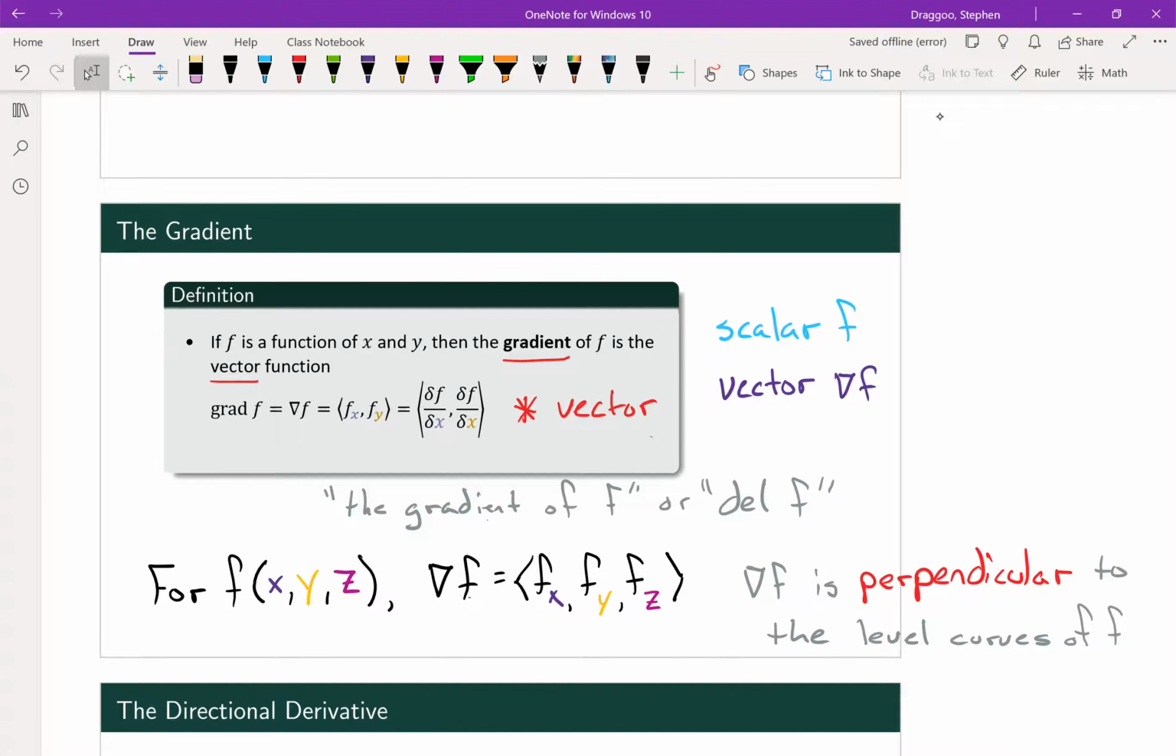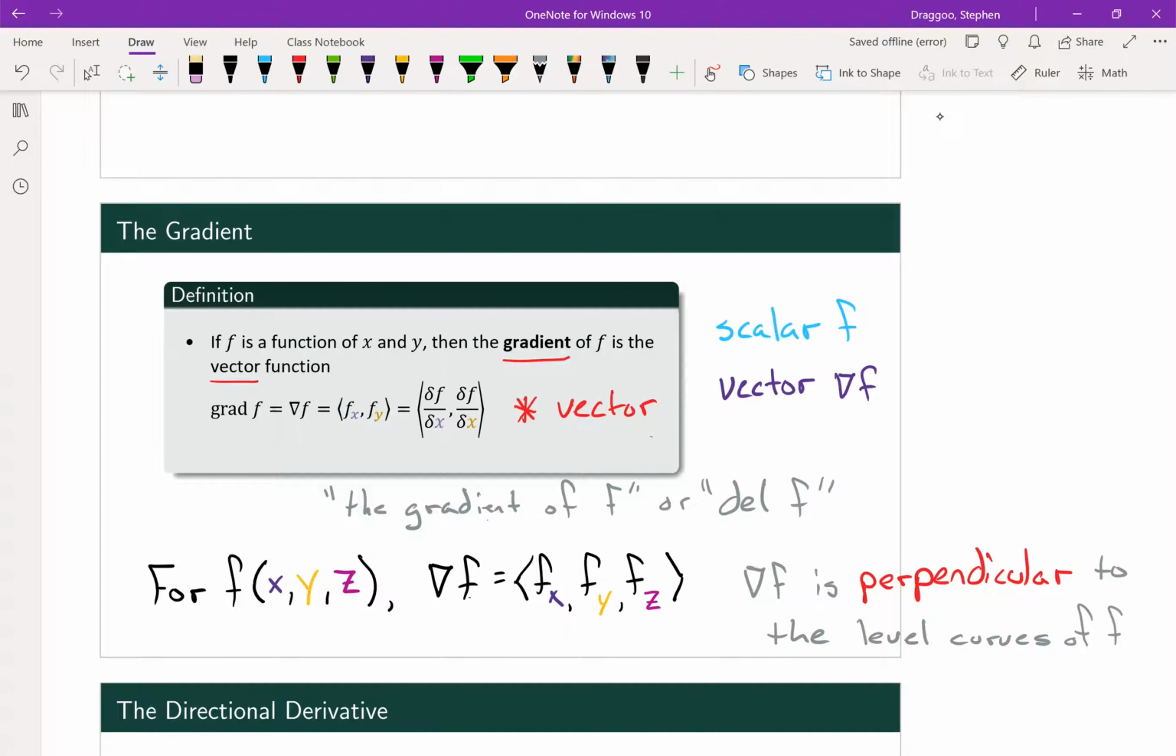If we have a function of 3 variables instead of a function of 2 variables, then that gradient is just all 3 derivatives, x, y, and z, in each component. And again, we go from a scalar function f to a vector function, the gradient of f. So the gradient takes a scalar function and turns it into a vector derivative function. The symbol for the gradient is that upside down triangle. I believe the name for it is nabla, but we'll oftentimes just call it del. So we can read this as the gradient of f or del f.